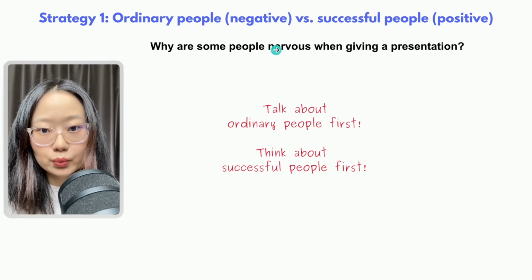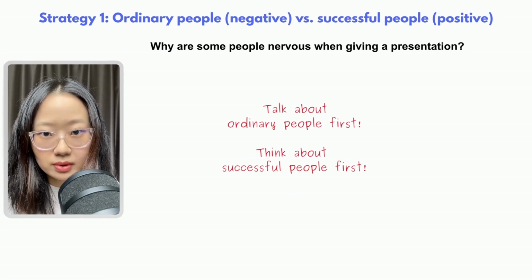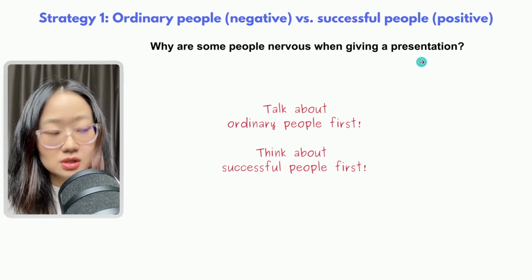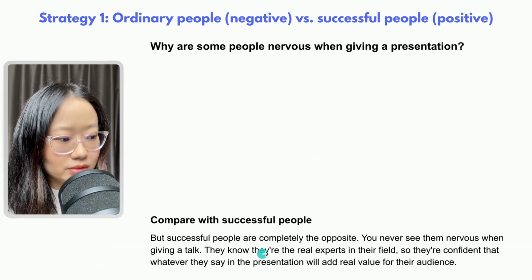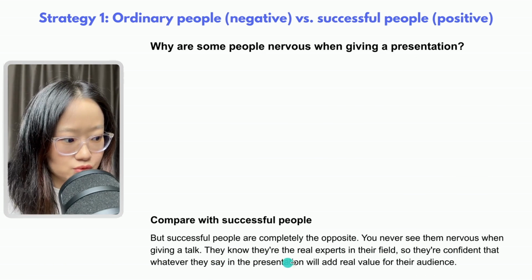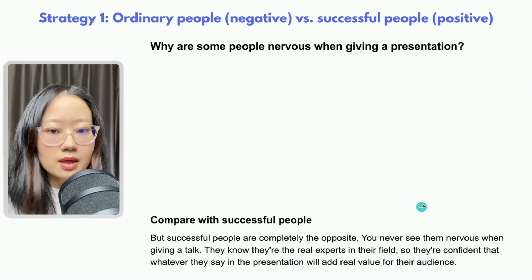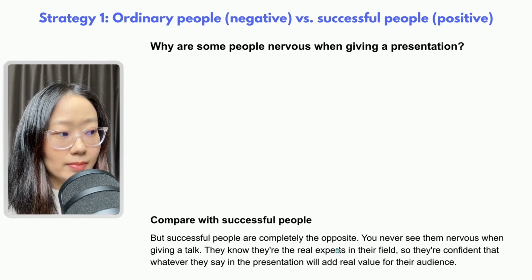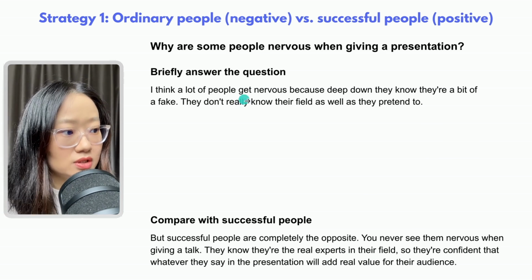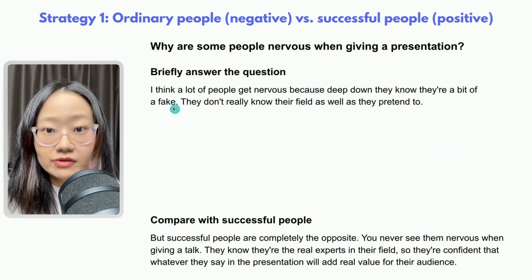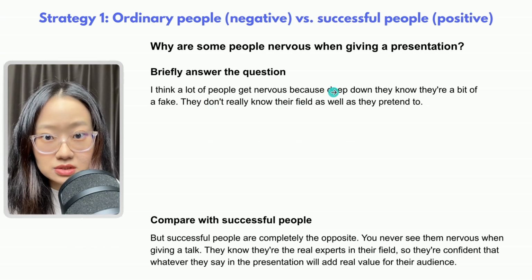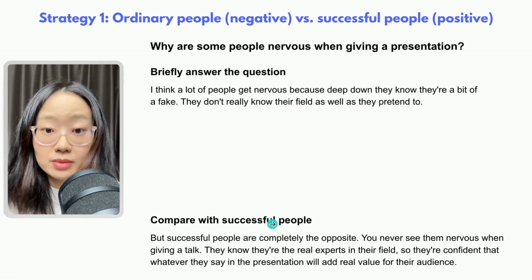For example, for this question, we could first think about why successful people like Jeff Bezos or Mark Zuckerberg aren't nervous when giving a presentation. They aren't nervous because they know they are the real experts in their field. So they're confident that whatever they say in the presentation will add real value for their audience. And then we can use this idea to think about why, by contrast, ordinary people are nervous when giving a presentation. They are nervous because deep down, they know they are fake gurus. They don't really know their field as well as they pretend to. Aren't these ideas easy to generate if we think about successful people first?